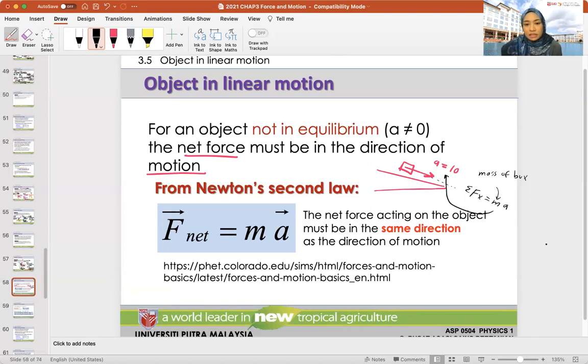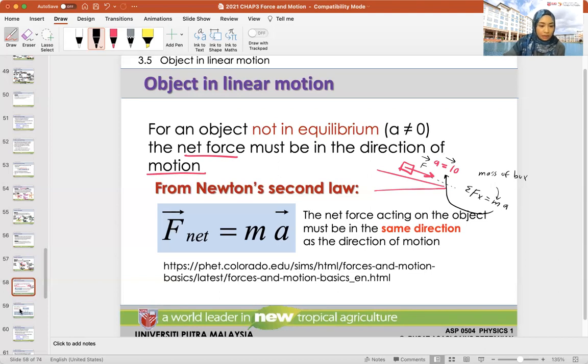Okay, so saya introduce dulu pasal ni. Net Fx is equal to MA. What is our M? It's the mass of the object. A is acceleration. So the net force acting on the object must be in the same direction as the direction of motion. So if A is this way, your F is also this way. You follow lah.